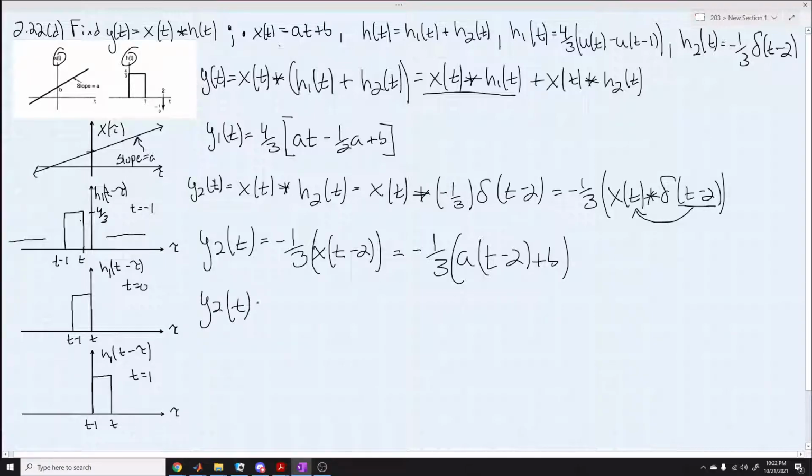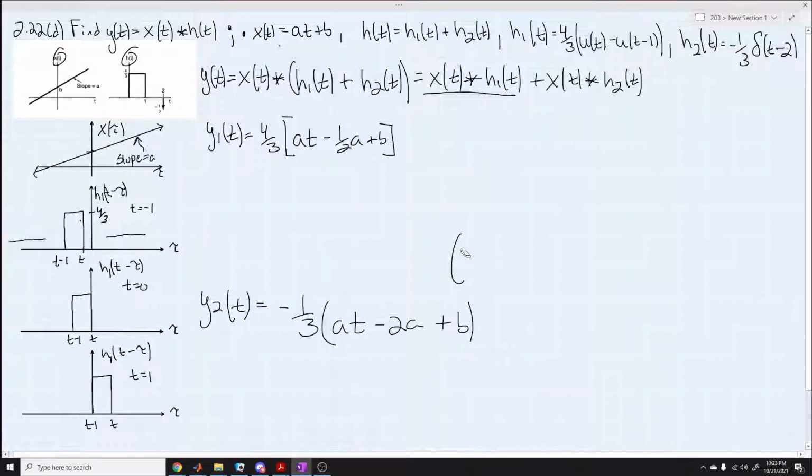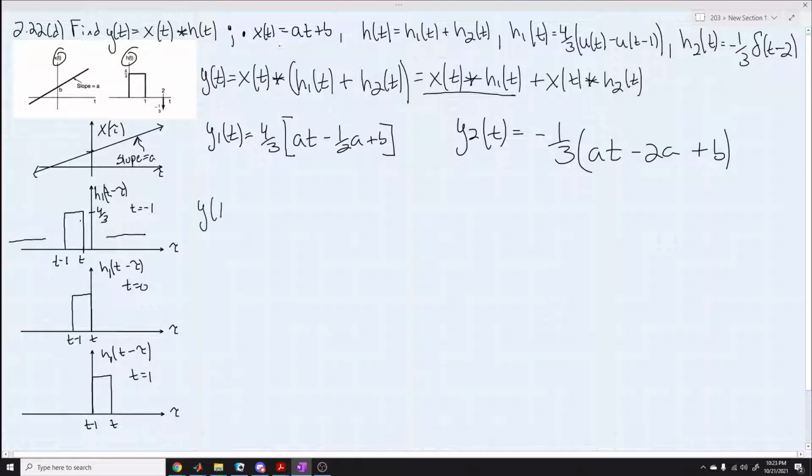And then y2 of t. Do the algebra here. We have negative 1/3 times a t minus 2a plus b. So now we have y1 and y2, and all we have to do is add them together, and we get y. So y of t is going to be equal to y1 of t plus y2 of t. I'm going to distribute this 4/3 around. So we have 4/3 a t minus 4/3 times 1/2, which is 2/3 a, plus 4/3 b. And now we want to add y2.